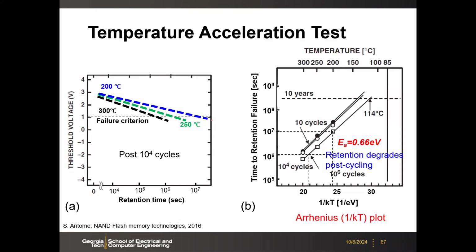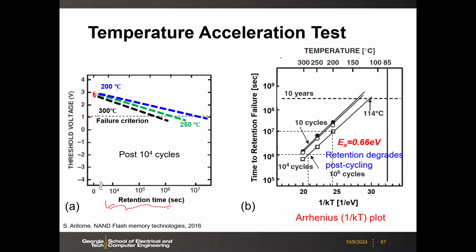So typically, we bake at very high temperature, higher than your operational temperature. So here in this example, we are going to bake this NAND flash at 3 temperatures, like 200 degrees C, 250, and 300 for the program states. And then you are going to monitor the threshold voltage shift over the time.